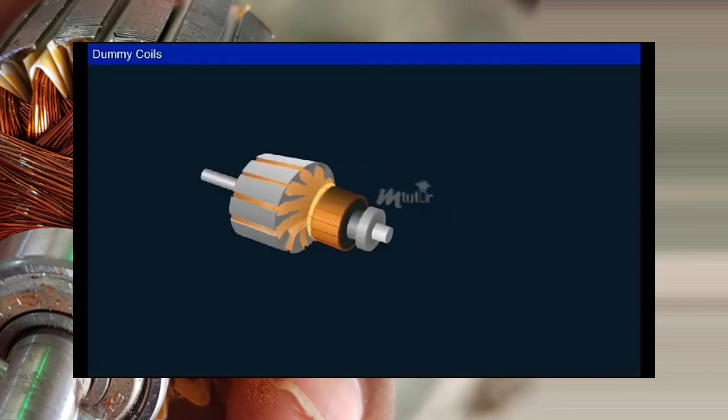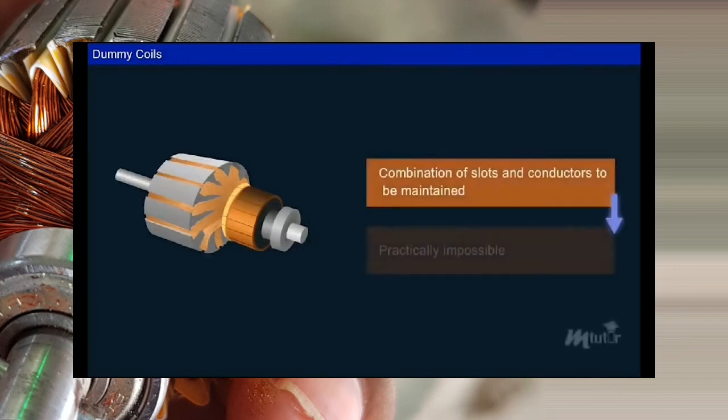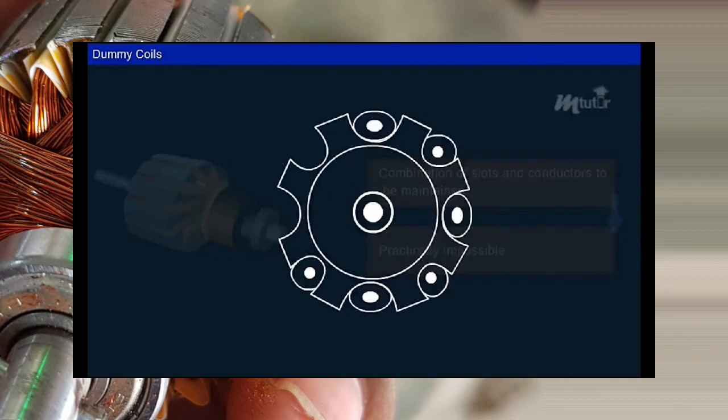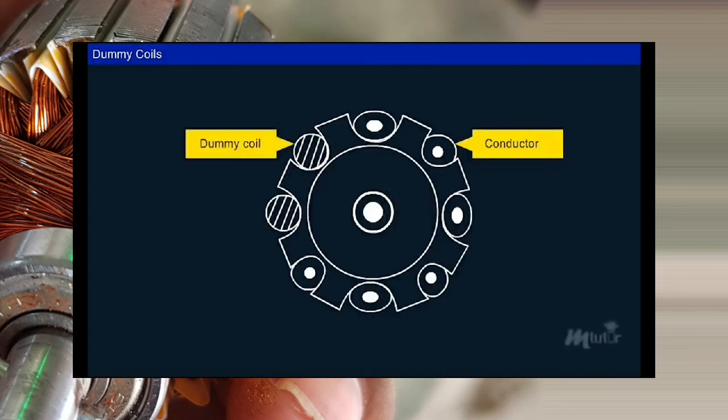For winding a wave type armature, there must be a combination of a particular number of slots and conductors in the armature. Practically, it is not possible to meet such design requirements. Thus, to provide mechanical balance to the machine, one or more coils may be inserted in the appropriate slots, electrically insulated from other windings. Such coils are called dummy coils.